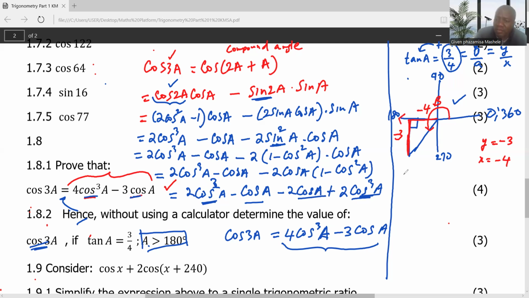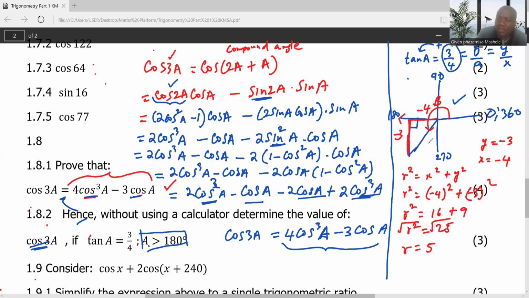So we must get the r. R is always positive. So the x is minus 4, we're going to square this. The y is minus 3, squared. So this will give us 16 plus 9, which gives us 25. We apply the root sign, and the r becomes 5. Remember, it's always positive. Remember, they say without using a calculator.